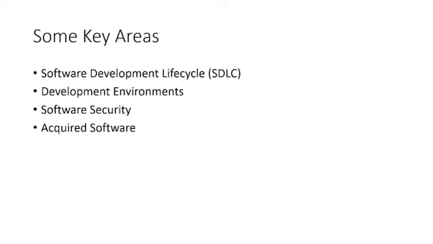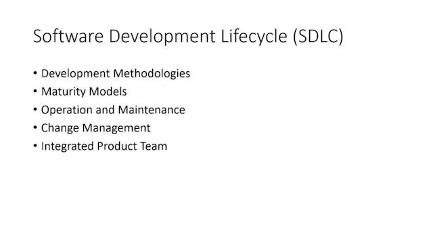So let's take a look at domain number 8 now, software development security: understanding, applying, and enforcing software security. So some of those key areas, according to that CIB that we look at: software development lifecycle, the SDLC, development environments, software security, and acquired software. So that software development lifecycle, a few things we need to touch on in there: development methodologies, the maturity models, operation and maintenance, a little bit about change management, and an IPT, integrated product team.